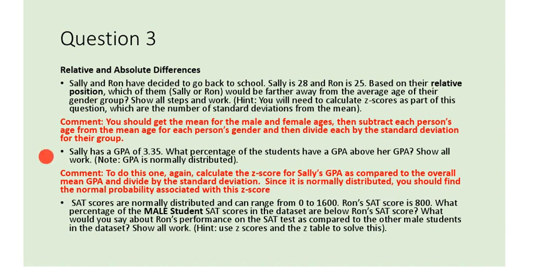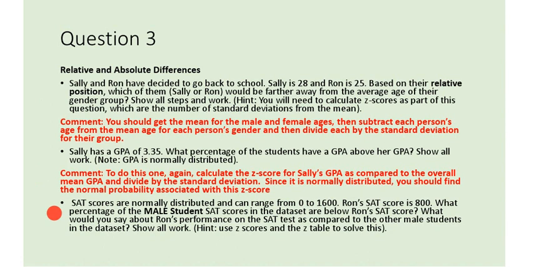Sally has a GPA of 3.35. Let's figure out what percentage of students have a GPA above her score, right? And show your work. And to do this one, don't forget you're going to calculate the z-score and then find your normal probability associated with that. Recall, this is how we find our probabilities under the normal curve, by finding the z-score and then finding the probability from our table associated with that. Or you can use Excel to do the same job.